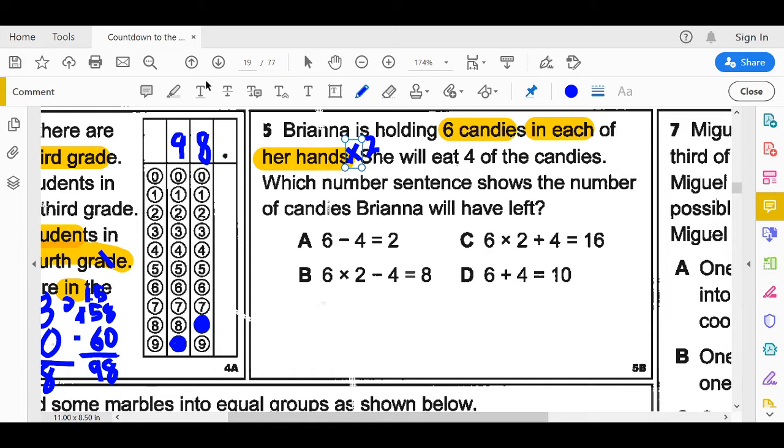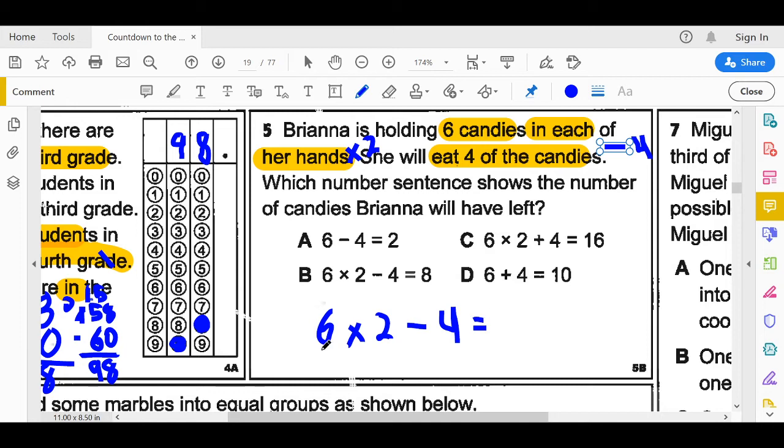She will eat 4 of the candies. What happens to the candy when you eat it, amigos? Do you add to the number that you have or do you subtract? She will eat 4 of the candies. And of course, when you eat candy, you have less candy. You have a smaller number, so that is a subtraction. So minus 4. Now that we have that number, we need to find something that says 6 times 2 minus 4, minus the 4 candy that she ate.